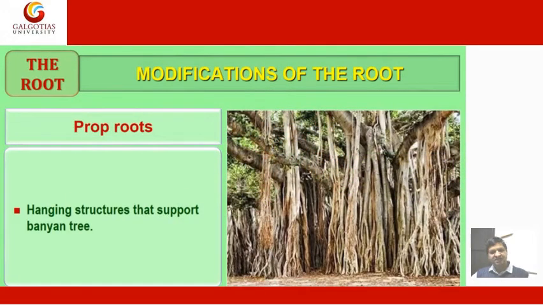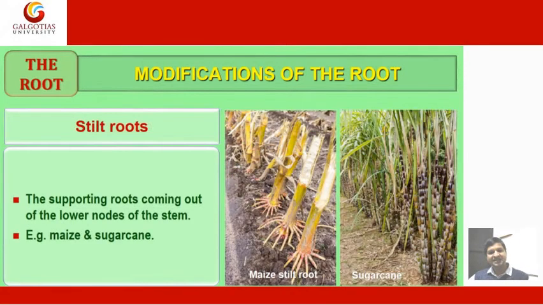Prop roots, hanging structures that support the banyan tree. Stilt roots, the supporting roots coming out of the lower nodes of the stem, that is maize and sugarcane.